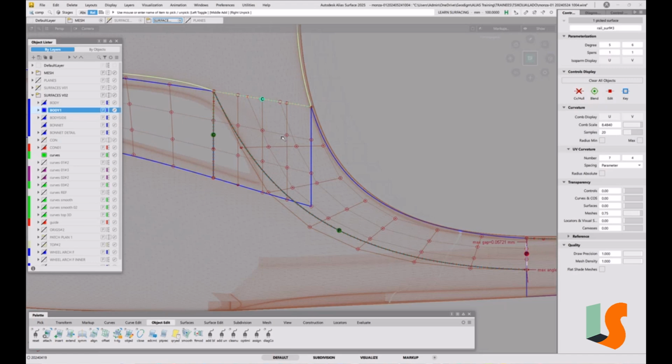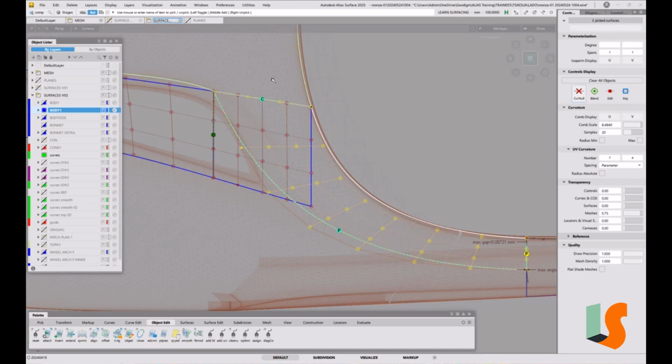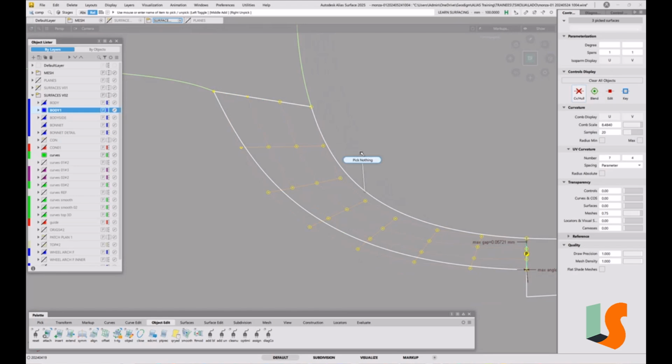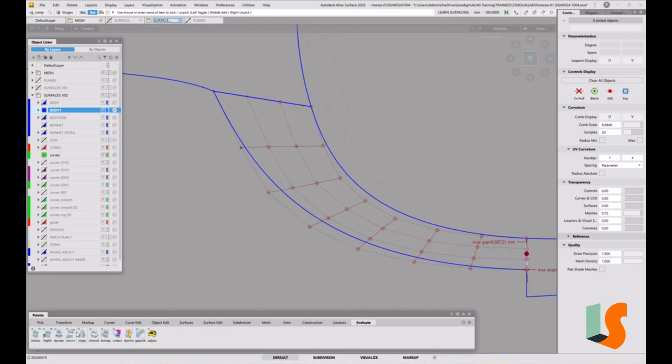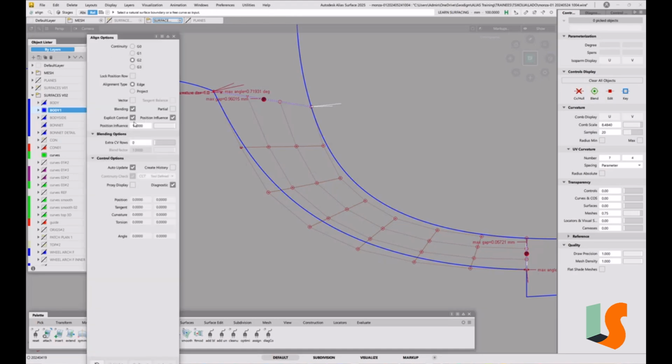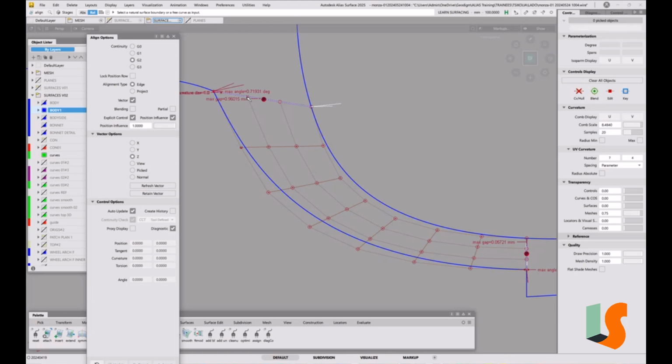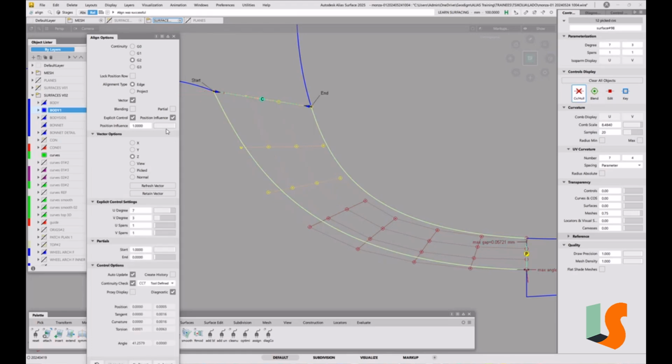Now that diagnostic there is referring to this block, not this one. So what we need to do there is make sure that we're picking the right thing, and I will pick that surface again. We just need to make sure that we're aligning that to there, because if we look at that, that will definitely not be aligned, as you can see. So we want to go into object edit and align that. G2 edge vector and position influence of 1 does it.